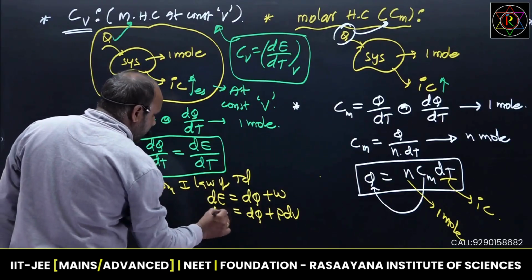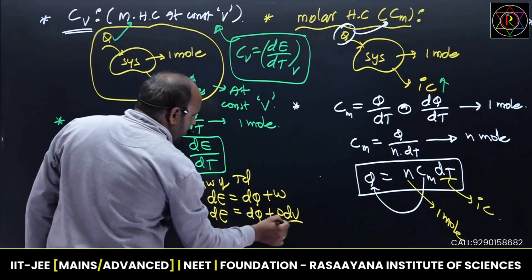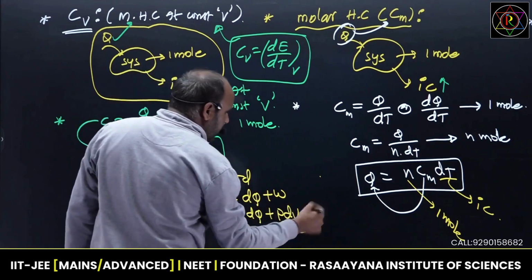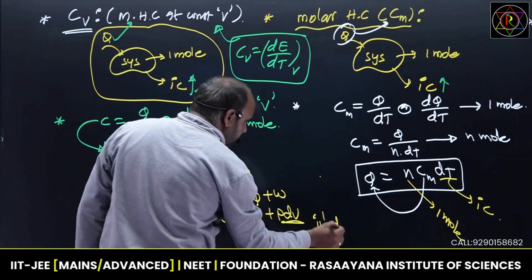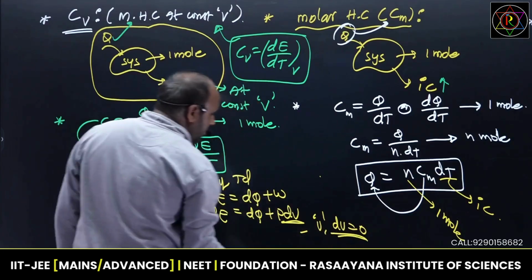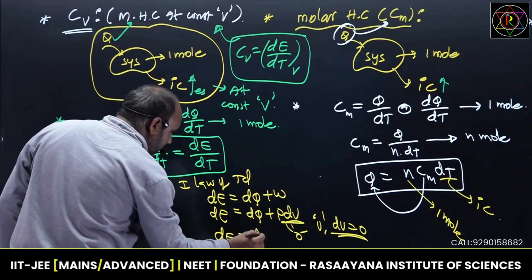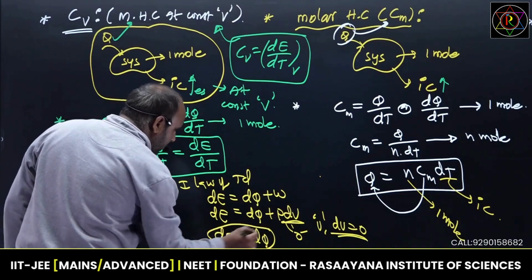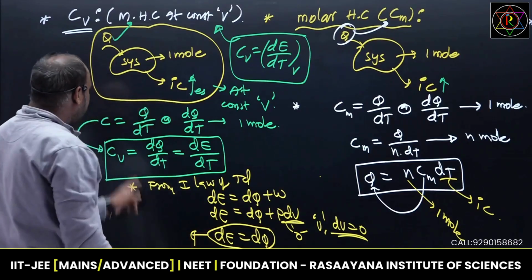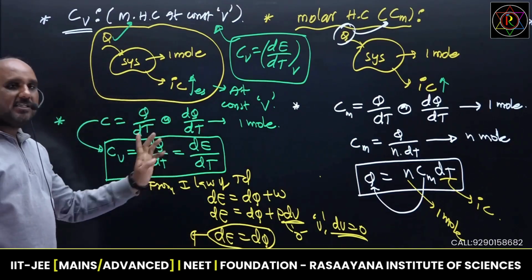dE is equal to dQ minus PdV. When volume is constant, as we discussed, the change of volume becomes 0. Therefore this entire term becomes 0. Therefore dE is equal to dQ. So from that we will get Cv is equal to dE by dT, right?